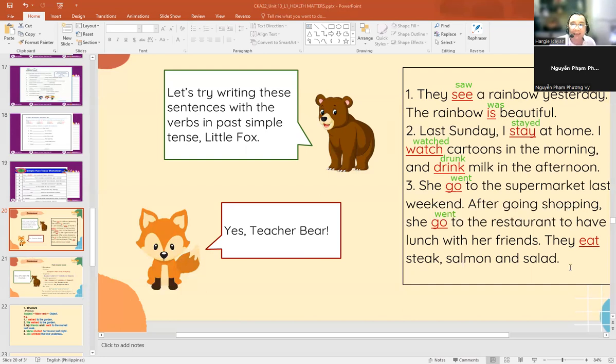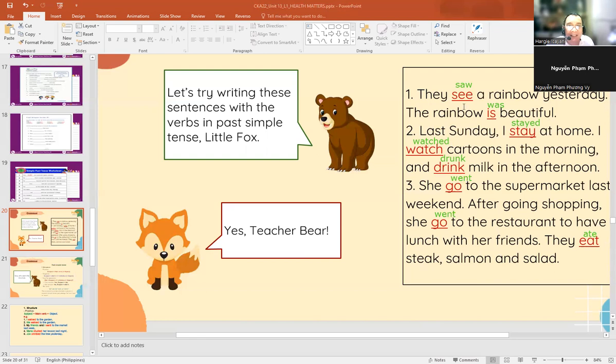Next, after that, they eat steak, salmon, and salad. So what's the past tense of eat? What's the past tense of eat? Eat. It's ate, right? Okay, that one, B, okay?